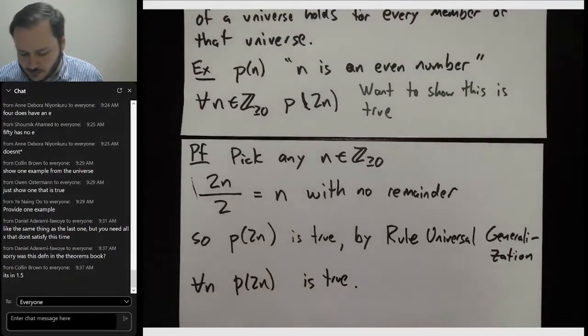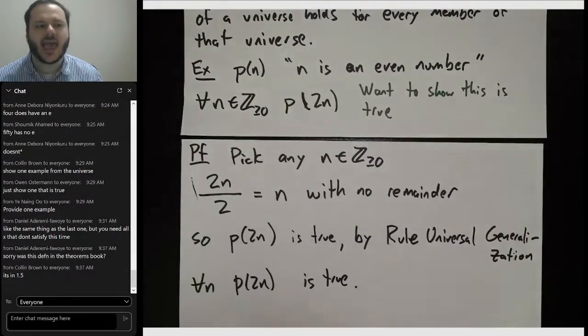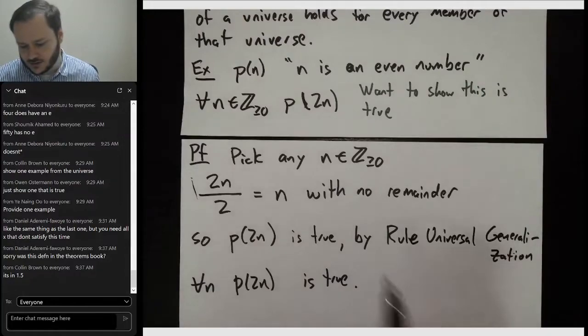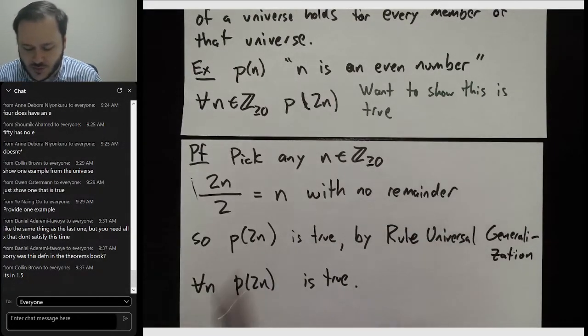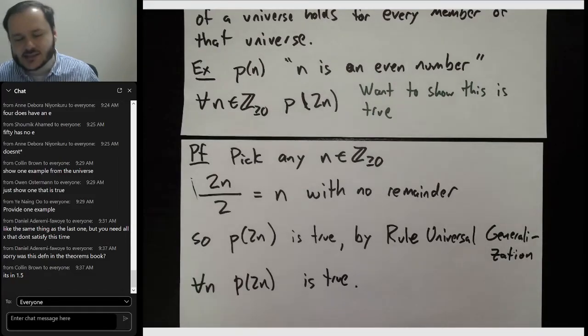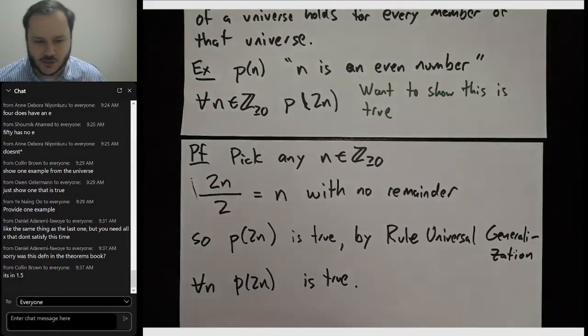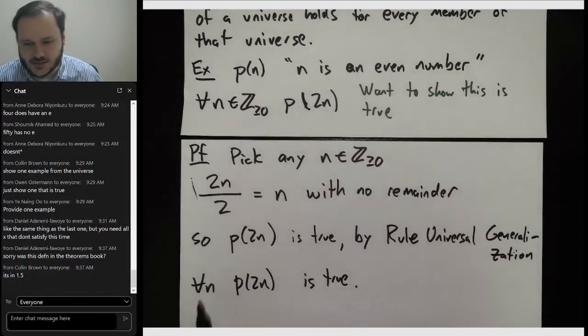This is how we end up proving for all statements. We want to use the rule of universal generalization. I pick any number, any element of my universe. I show it's true for that one that I picked. And since there's nothing special about that one that I picked, that means it must be true for every element of my universe.